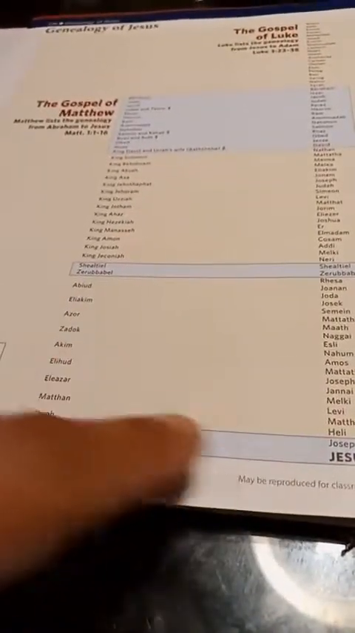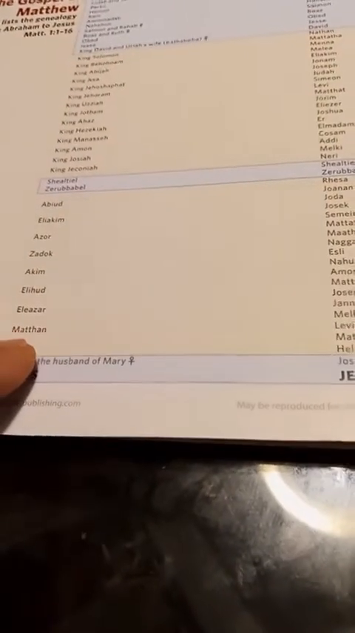Now I know what you're saying. Well, why do these two lineages differ if they're supposed to be brothers, right? Jacob and Heli are supposed to be brothers, right? This is where Matthan and Matthat come into play, right? So let's go back to the models. Okay, so this is how it went down, right?